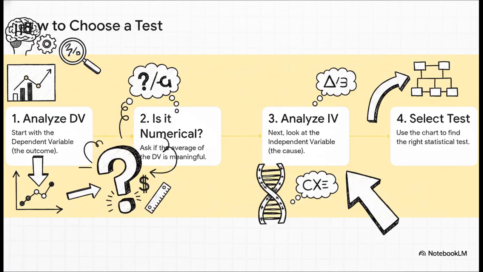First, you always start with your dependent variable. That's the outcome you're trying to explain. Then you ask our cheat question. Is it numerical? Does taking an average make sense? Once you've answered that, you just have to look at your independent variable. That's the thing you think is causing the change. And just like that, the right test will basically reveal itself.